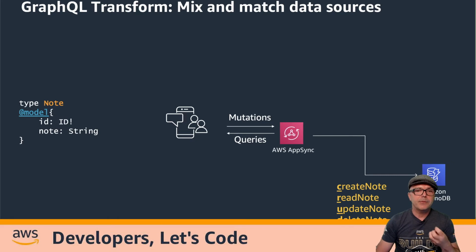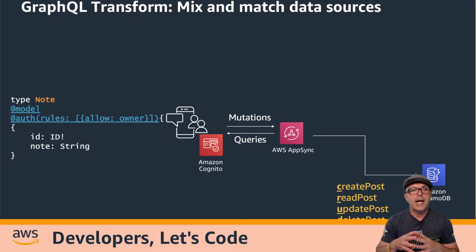What happens is the mutations and the queries that are sent from the client are delegated through Appsync into what are called resolvers into DynamoDB. So it's a really easy way of creating and writing and updating data.